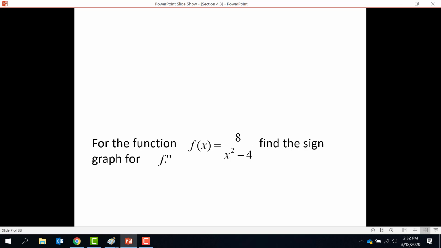So now we want to look at the sign chart for the second derivative. The second derivative tells us when our function is concave up and when it's concave down. Positive second derivatives mean that our original graph is concave up. Negative second derivatives tell us that our original function is concave down. So we need to look at that.